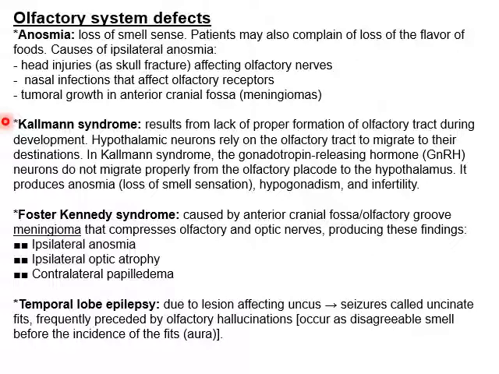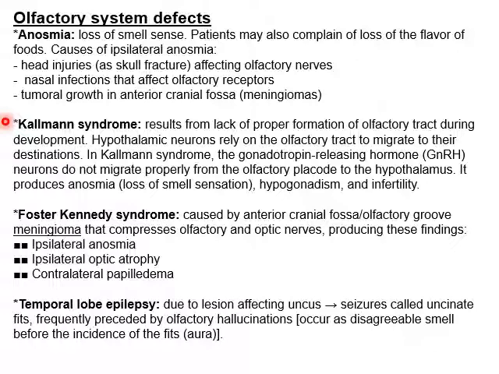If there is a defect or a lack of proper formation of the olfactory tract, the neurons will not migrate. So, for example, the gonadotropin releasing hormone neurons will not migrate properly from the olfactory placode to the hypothalamus. This will cause three things: anosmia, hypogonadism, and infertility.